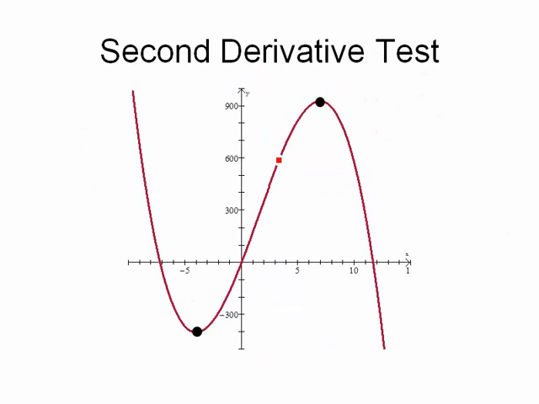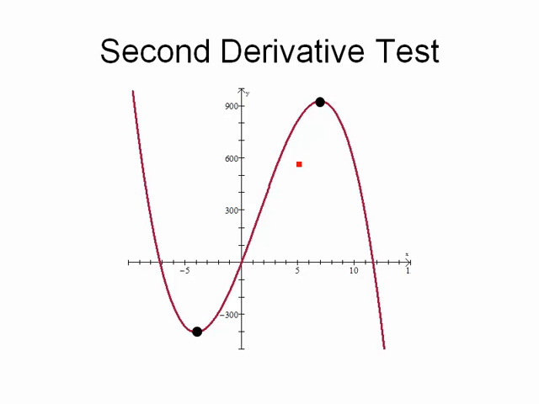The next thing we want to talk about is another test. This test is called the second derivative test. And what this test does is it gives us a second way of finding relative maximums and relative minimums.